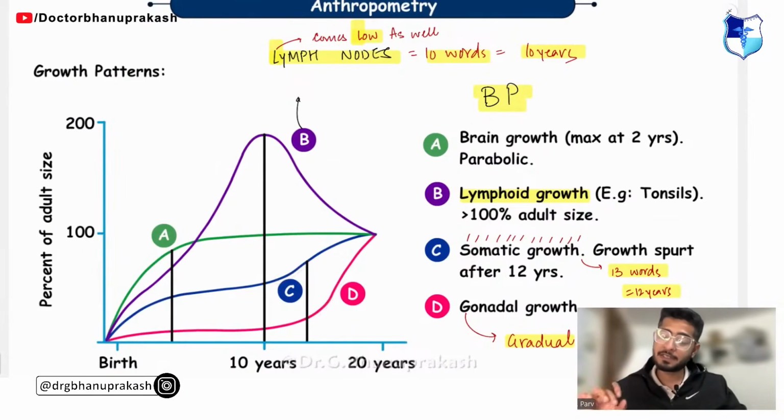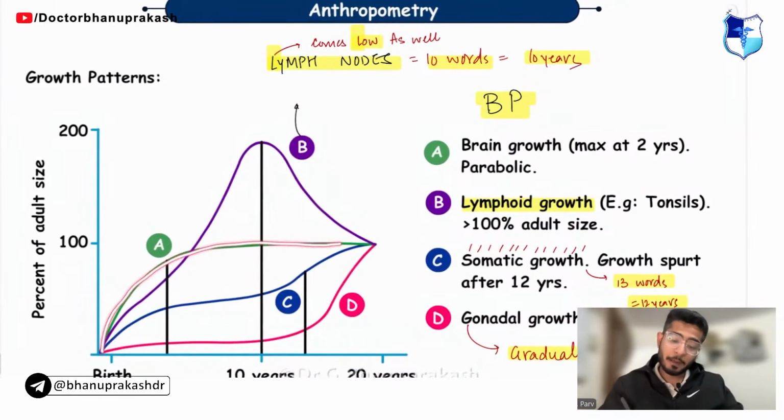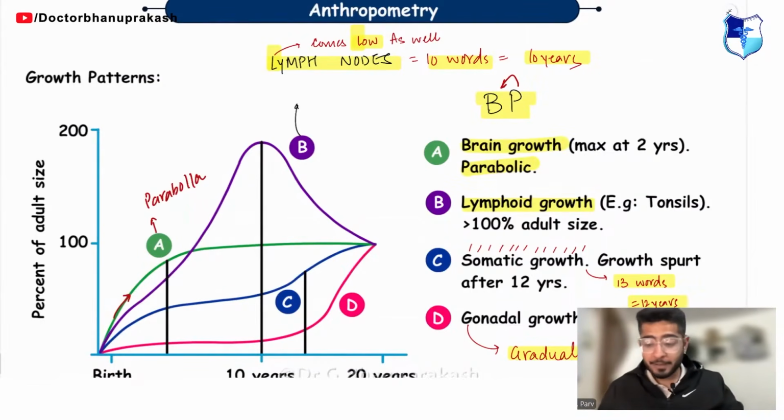So how to remember this? Please understand, this graph is actually a parabola, and I have told this many a time that B and P look very similar. So a parabolic graph belongs to what? It belongs to brain growth.